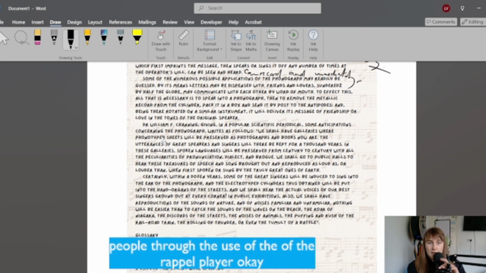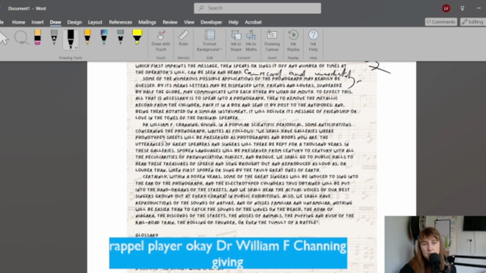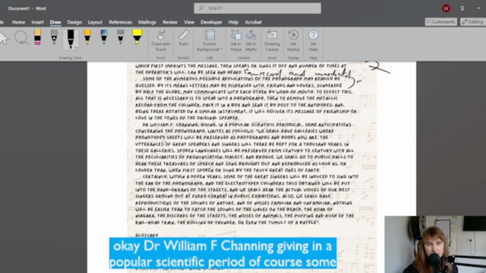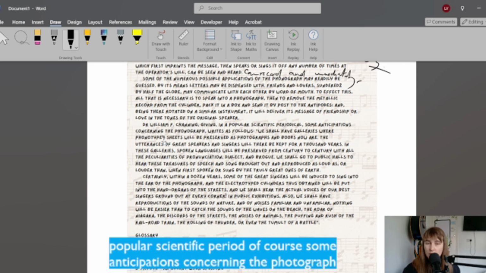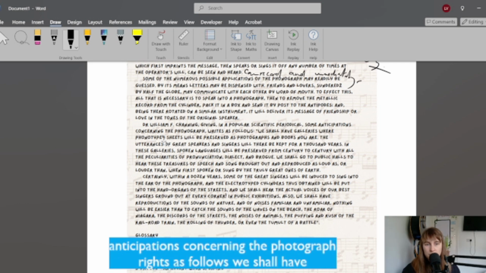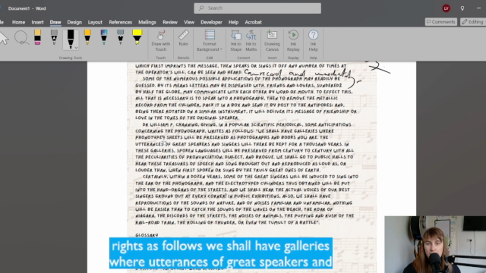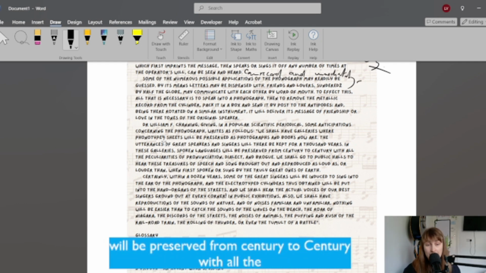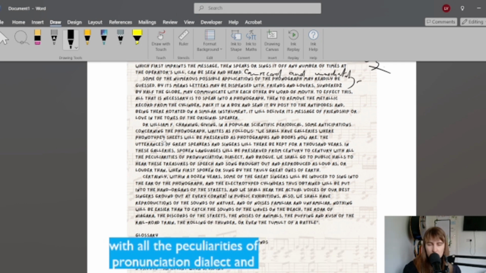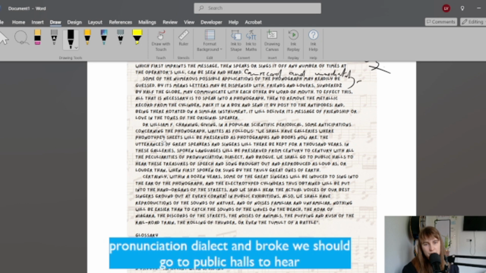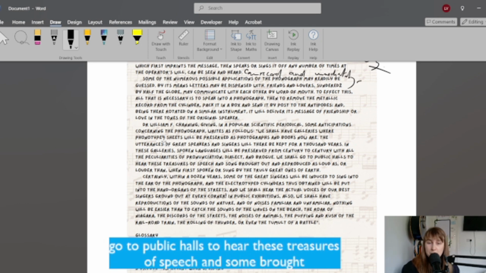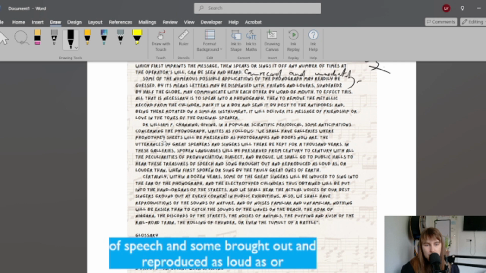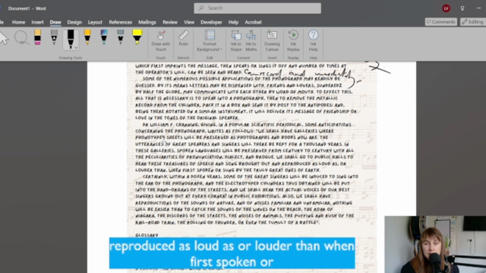Okay, Dr. William F. Channing, giving in a popular scientific periodical some anticipations concerning the phonograph, writes as follows: "We shall have galleries where utterances of great speakers and singers will be kept for 1,000 years. In these galleries, spoken languages will be preserved from century to century, with all the peculiarities of pronunciation, dialect, and brogue. We shall go to public halls to hear these treasures of speech and song brought out and reproduced as loud as, or louder than, when first spoken or sung by the truly great ones of earth."